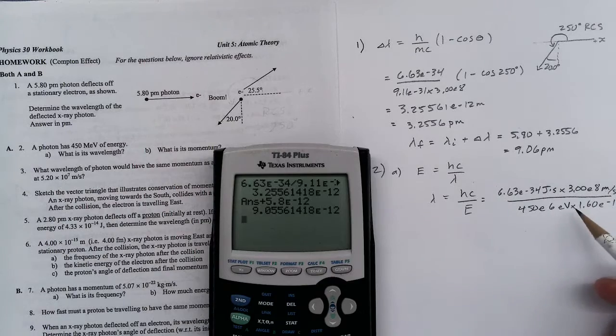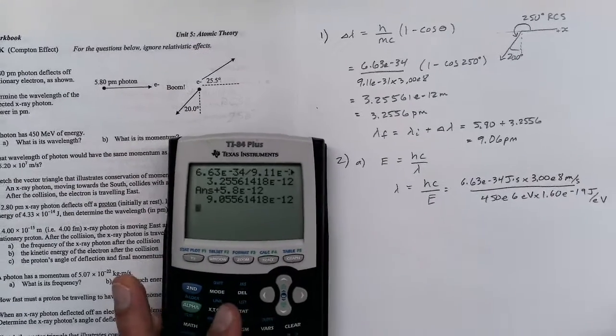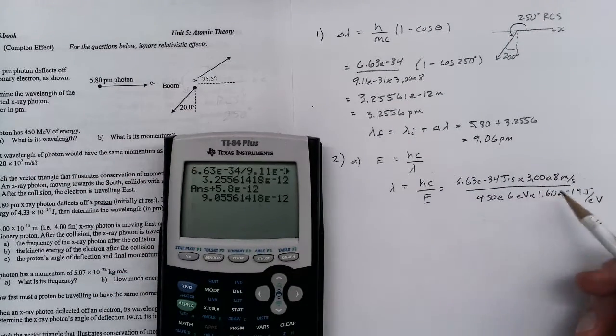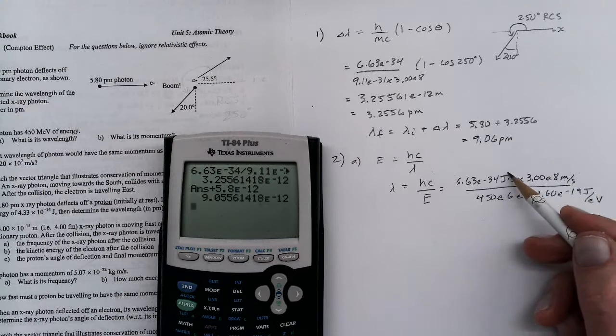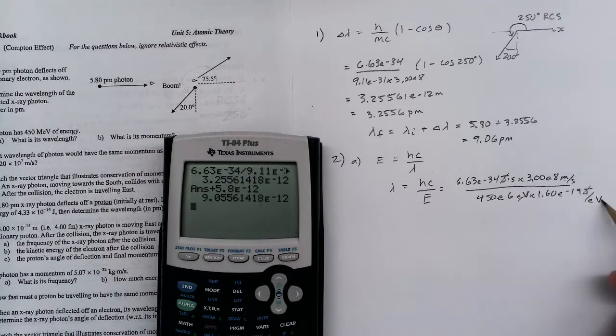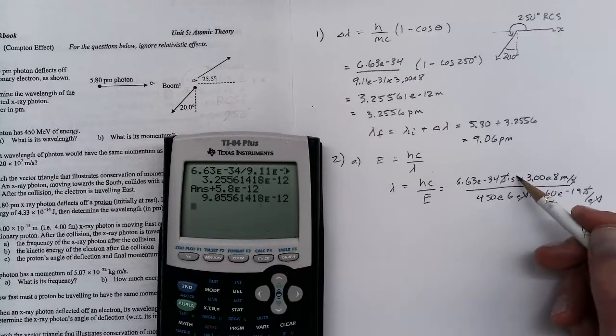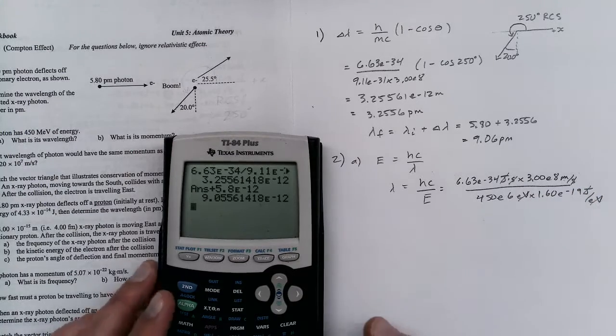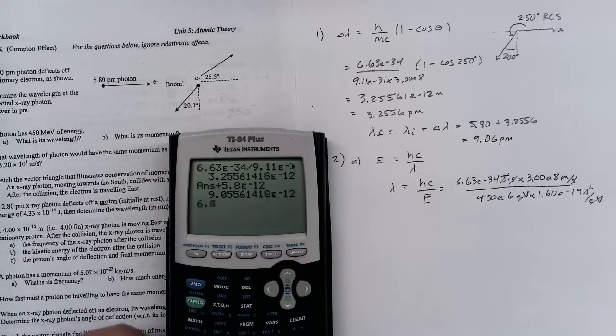Okay, so notice here I have my units set up, and what we can do is we can start canceling. So I'm going to cancel off the joules, the electron volts, the meters per second. The second unit cancels with the second, and we're left with just meters. Okay, let's do the calculation.